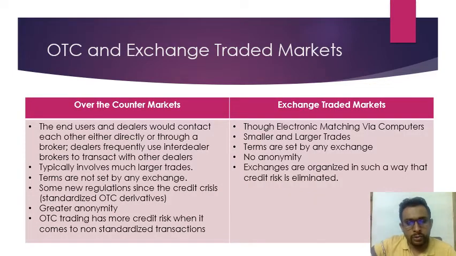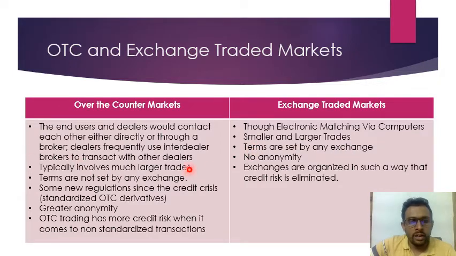So there are two types of market in derivatives, the over-the-counter market and the exchange traded market. The primary difference is that the exchange traded market is traded in stock exchanges, etc., but the over-the-counter market is done through phone. If you see the typical differences between these, I'll read one by one. The end users and dealers would contact each other directly or through a broker. Dealers frequently use intra-dealer brokers to transact with others through electronic matching by computers. OTC typically involves much larger trades. Terms are set by the exchange.